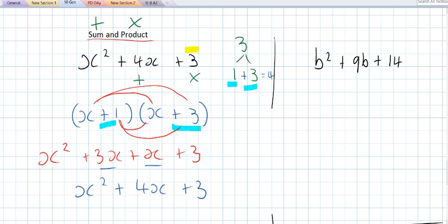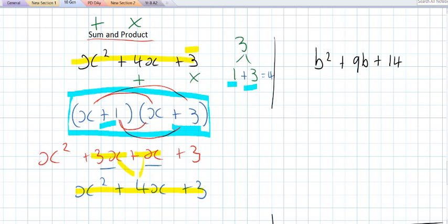And that's exactly what we started with. How did you get 4? 3x plus x is a like term, so they combine to make the 4x. So what we have is exactly what we started with, and that shows that what we had here, when we factorised, was right. This is a beautiful little trick that works a lot of the time.